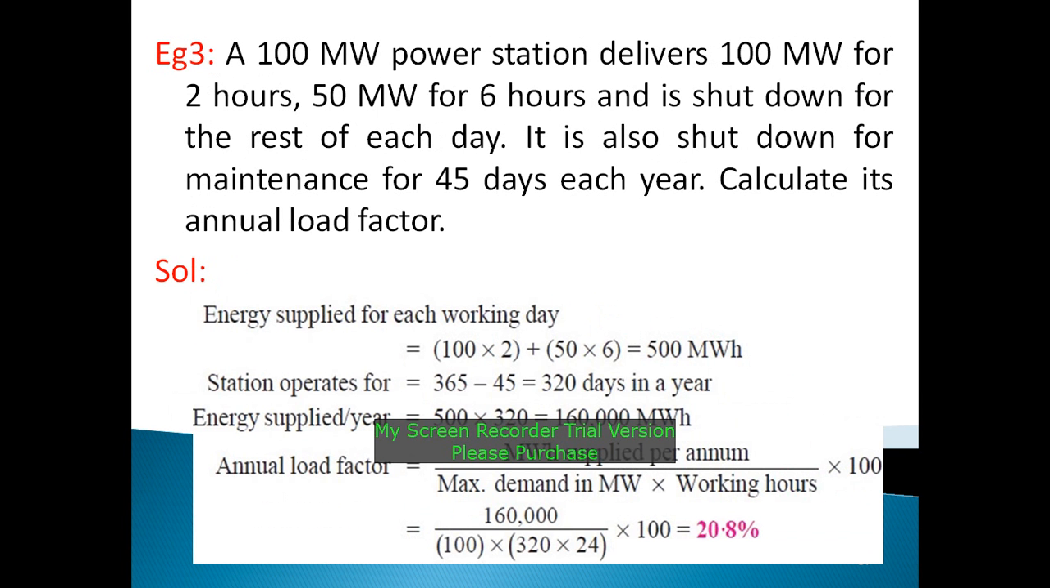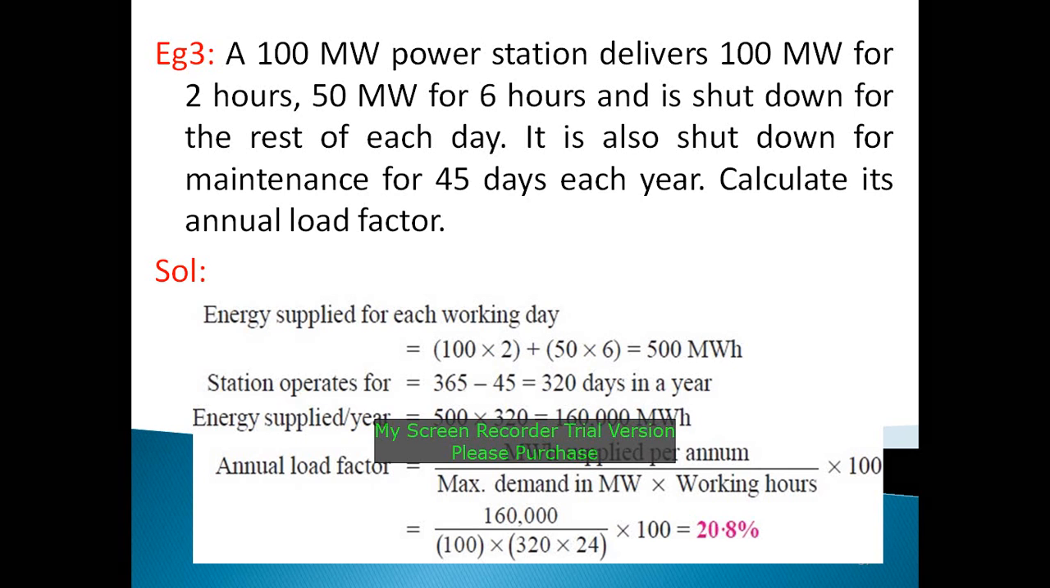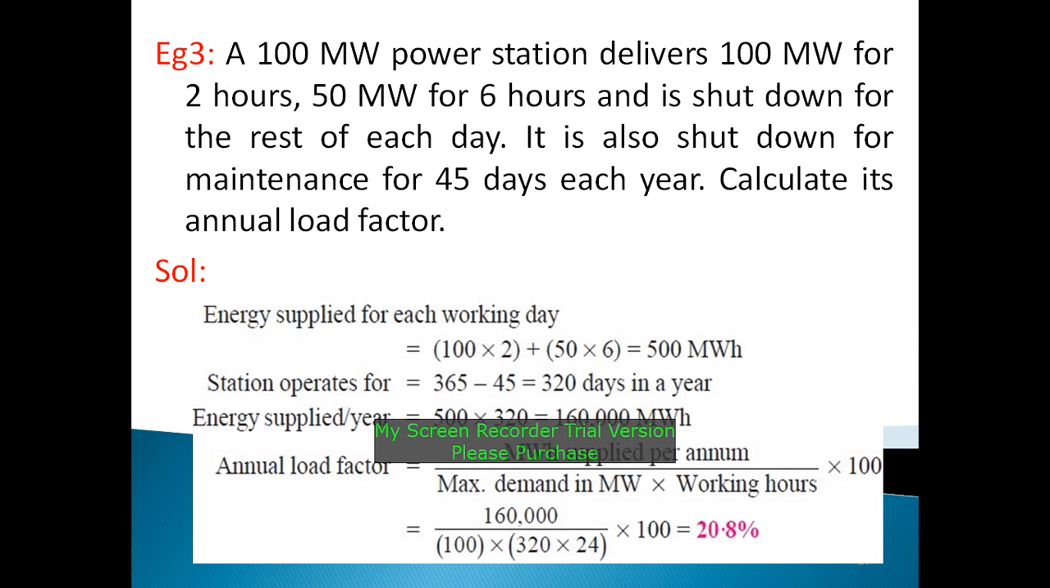Next problem number 3. A 100 megawatt power station delivers 100 megawatt for 2 hours. So the station capacity is 100 megawatt. It delivers 100 megawatt for 2 hours and 50 megawatt for 6 hours, and it is shut down for the rest of each day. So per day we know that 24 hours are involved. In those 2 hours the station delivers 100 megawatt and in 6 hours it delivers 50 megawatt.